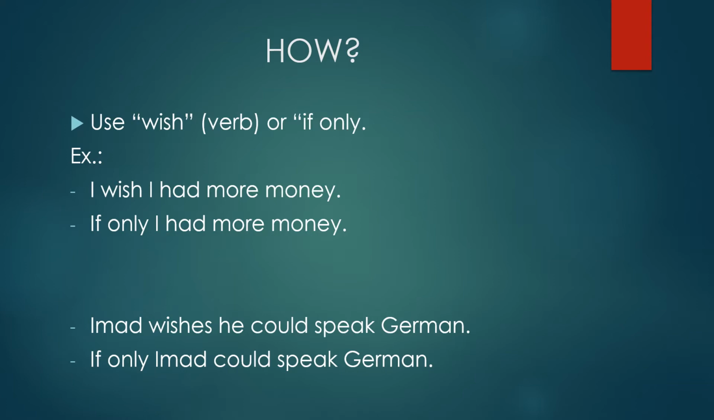Okay, so normally we have two different forms. We could use wish as a verb or use the form if only. So examples: I wish I had more money, or if only I had more money. Another example: Ahmed wishes he could speak German, or we could say if only Ahmed could speak German.